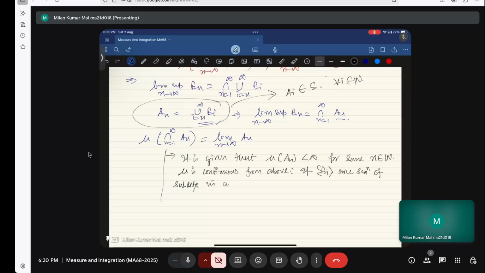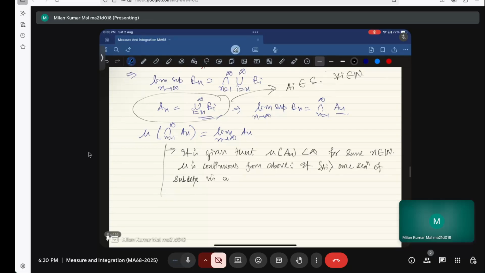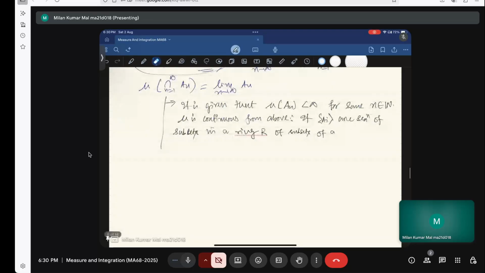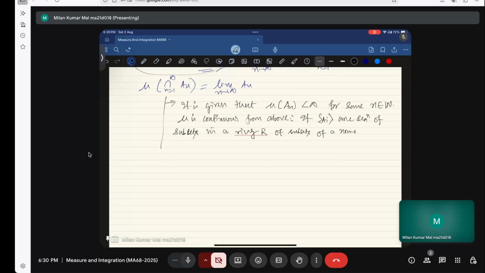So if Ai is a sequence of subsets in a ring, here only this theorem is for rings only, rings of subsets of a non-empty set X, and mu of An is finite for some n, then mu of the intersection of An is equal to the limit of mu of An as n tends to infinity. So we have to use this one. That's why I am using that one.